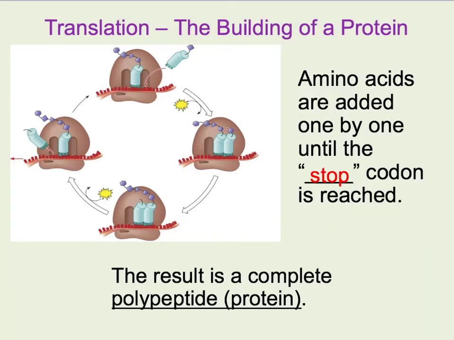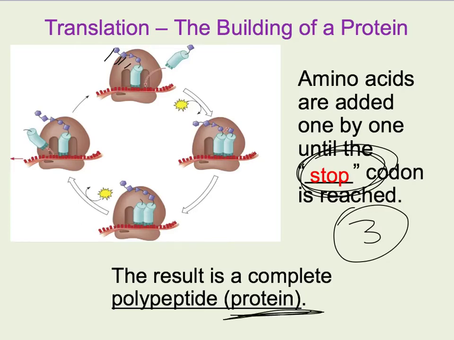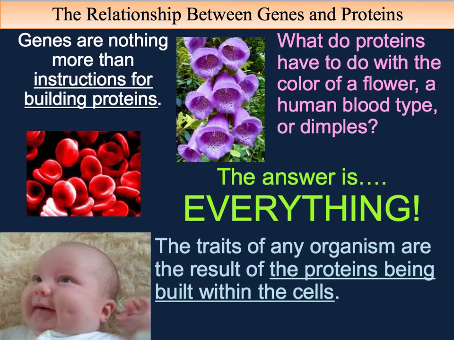So then we get that they're added one by one until we get the stop codon. So all of these, we're going to add these different shapes for the protein up until we get a stop codon. Remember, there are 3 of those, and the end result, we finally get to a protein. So here, the big question that I have for us is, what do proteins have to do with the color of a flower, human blood type, or dimples?